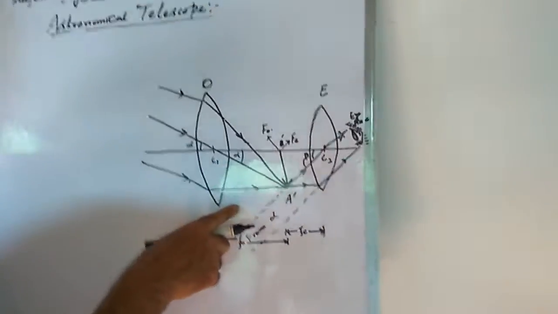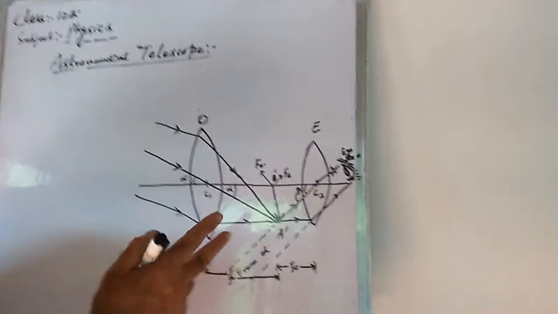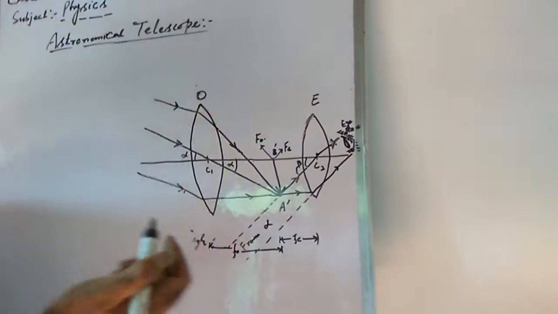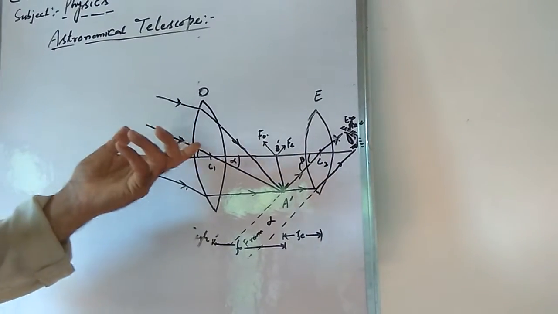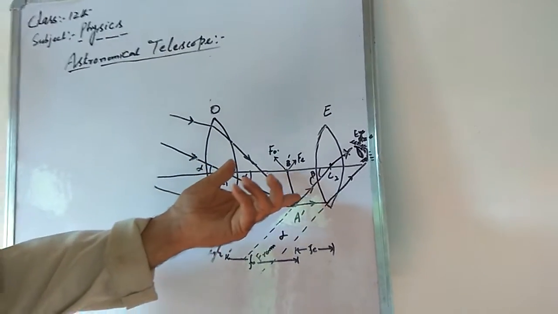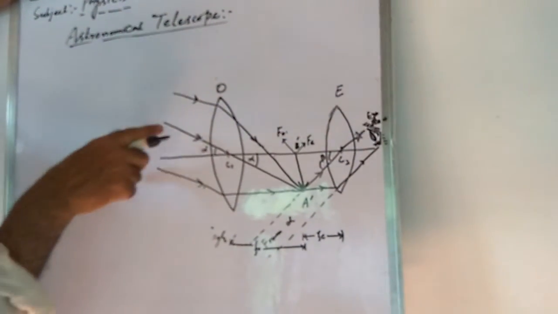Here I have drawn the figure. It is in the normal adjustment. There are two types in the normal adjustment, and here the final image is formed at the least distance of distinct vision. Now here I have drawn the figure and the course of rays through an astronomical telescope in the normal adjustment. Now look here, dear students.